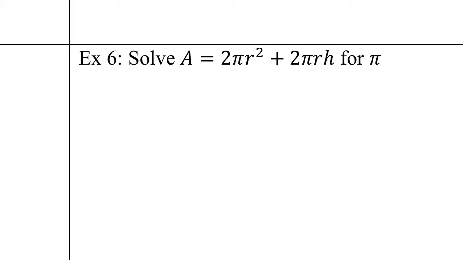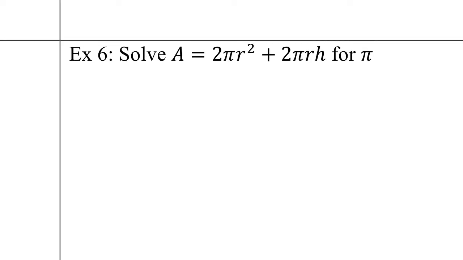Now, example 6 is the same equation, a equals 2 pi r squared plus 2 pi r h, but this time we're solving for pi. Now, if you notice, there are 2 pi's in this formula. There's 2 separate pi's. Well, I can't solve when there's more than one. I also am not allowed to add these together because they're not fully like terms. This first term has an r squared, and the second term has only an r. That automatically makes them not like terms. So I got to think of something else.